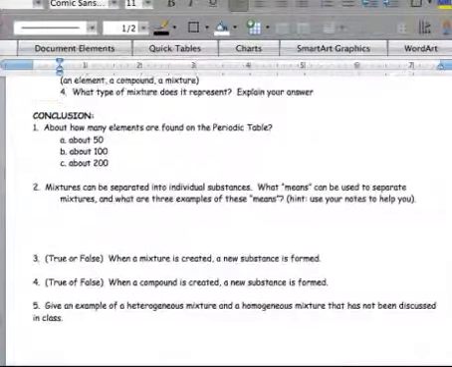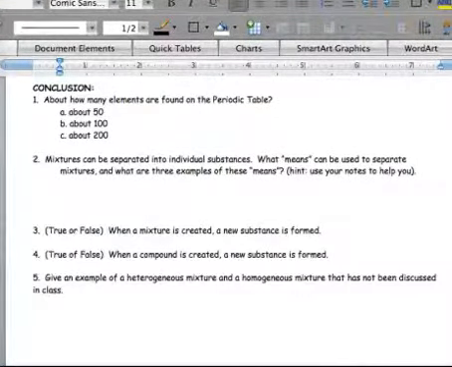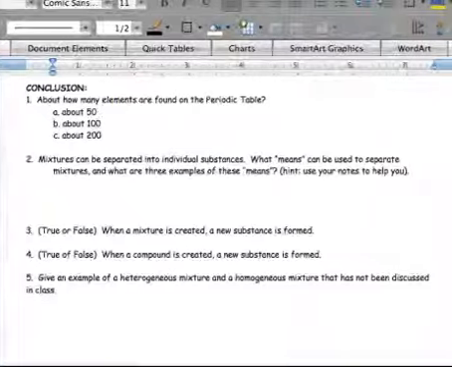After you're done with that, there are a few conclusion questions, and the biggest problem that people had was with number 2. Number 2 says mixtures can be separated into individual substances. What means, and I put means in quotation marks because it comes directly from your notes, that term, what means can be used to separate mixtures, and what are 3 examples of these means? Again, it comes right from your notes. It even says right here, hint, use your notes to help you. So look in your notes and look for those means to separate out individual substances. And that is it for the lab.